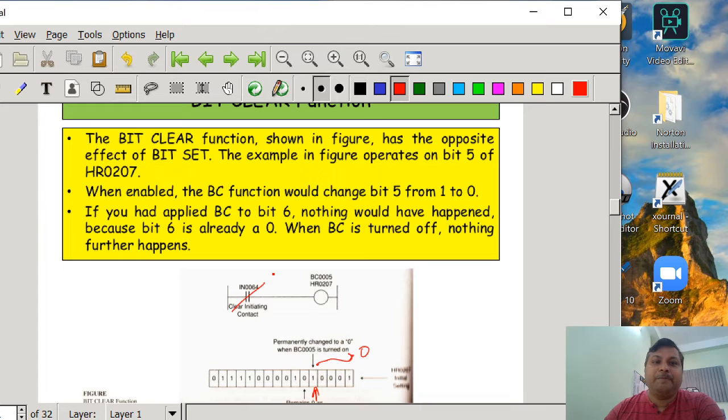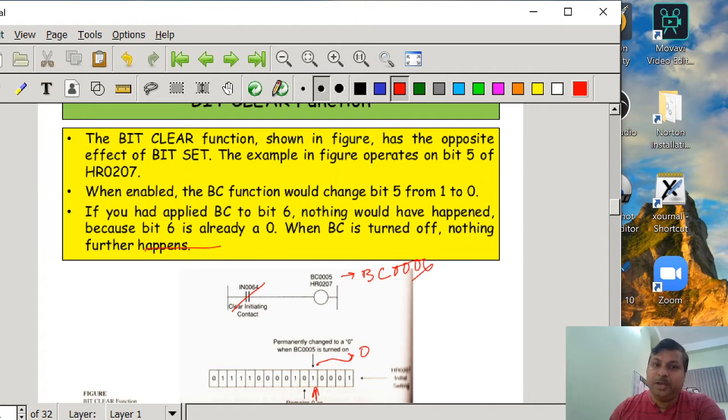Remember that here it is written BC005. Now if you write bit clear BC006, then what will happen? It is already 0, so it will remain 0. If you apply BC to bit 6, nothing would happen because bit 6 is already a 0. When BC is turned off, nothing further happens.